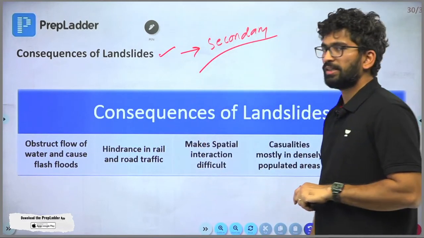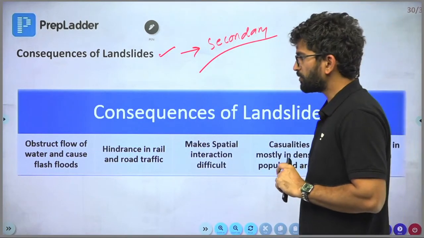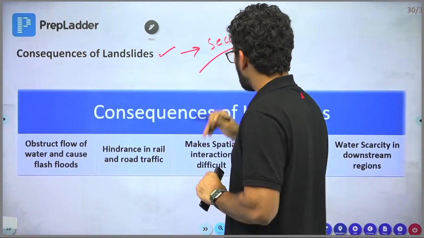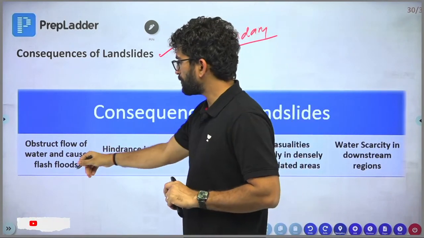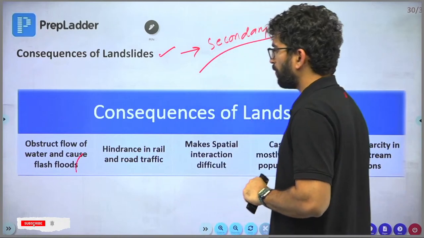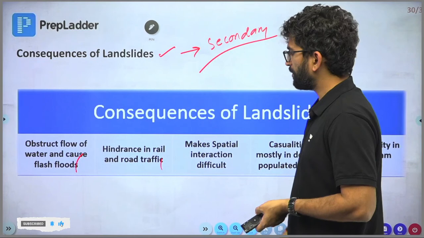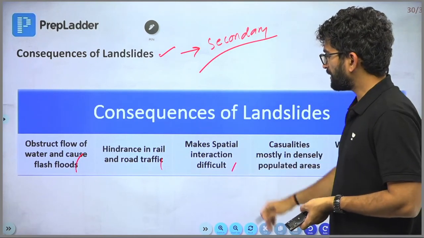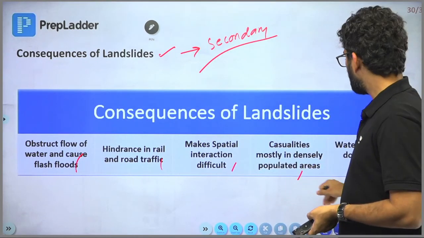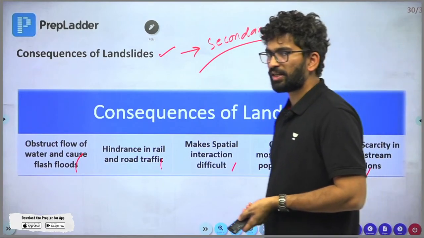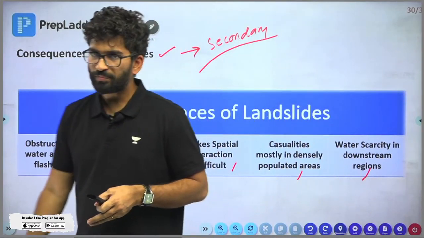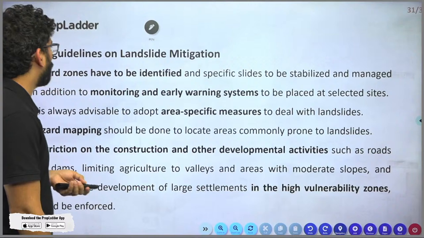Always mention the secondary disaster associated with it. So, consequences of landslides are obstruction of the flow of water, which causes flash floods, then hindrance in rail and road traffic, which makes spatial interaction difficult, casualties, and water scarcity in the downstream region, all because water is being stopped, right? So these are some of the consequences.